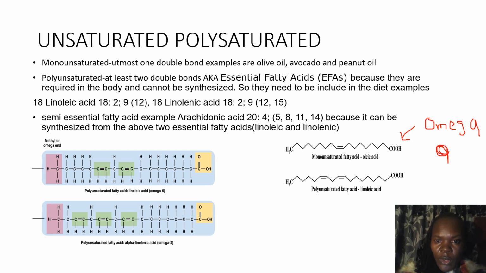This one we already saw. It is omega-6. 1, 2, 3, 4, 5, 6. Omega-6. But when placing the double bond, then you have to place by counting from the carboxyl terminal end. So it means the double bond will come between 9 and 10 for linoleic, then 12 and 13.